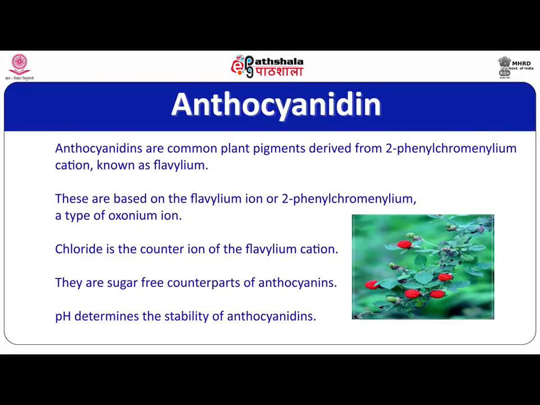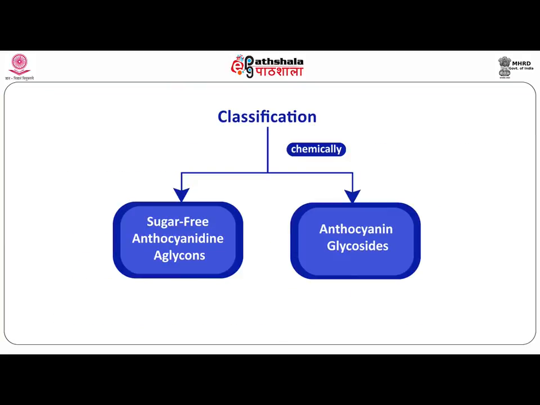Anthocyanidins are common plant pigments derived from the 2-phenylchromenylium cation, known as flavylium. These are based on the flavylium ion, or 2-phenylchromenylium, a type of oxonium ion. Chloride is the counter ion of the flavylium cation. They are sugar-free counterparts of anthocyanins. The phenyl group at the second position can carry different substituents.